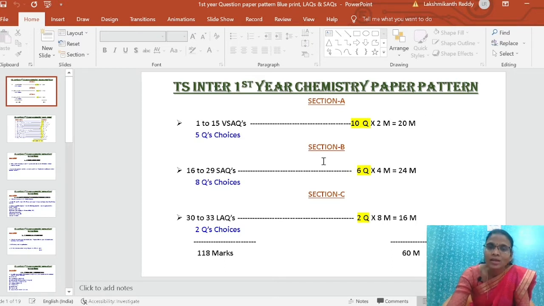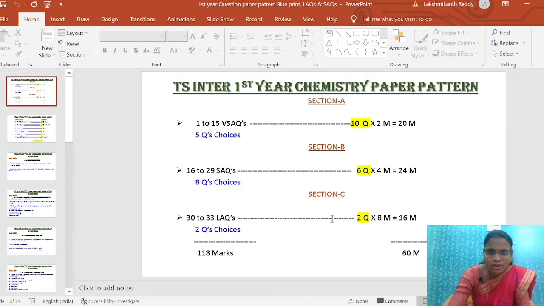Okay. Then section B. We will have 14 questions in this section. We need to write answers for only 6 questions. Each question carries 4 marks. Then we'll get 24 marks in this section. The remaining 8 questions go to choice.